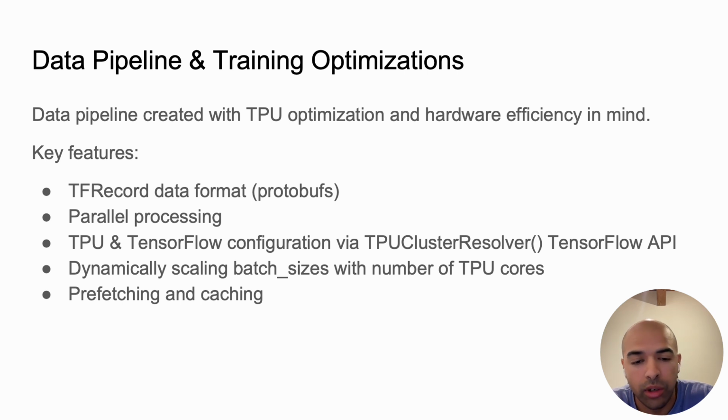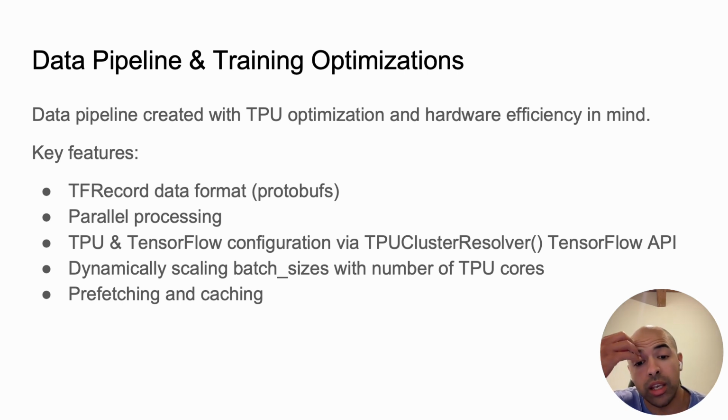Parallel processing. I wanted to really utilize all the cores available to me in the Colab environment, and TPUs were designed for this specific use case in mind, so I wanted to put them to the test. TPU and TensorFlow configuration via the TPU cluster resolver TensorFlow API. Just selecting the TensorFlow or TPU runtime does not automatically execute your operations on the TPUs as efficiently as possible. So I really wanted to make use of the API to do that.